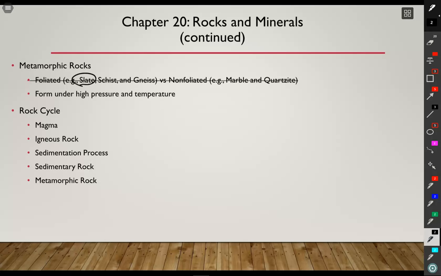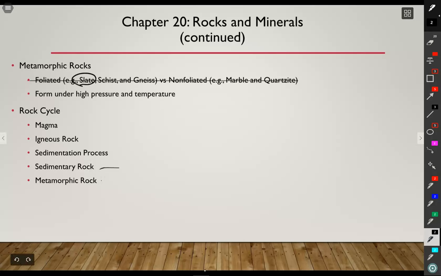And the rock cycle. You have molten rock, magma. What's the difference in magma and lava? Where it is. Lava if it's above the ground, magma if it's below the ground. Otherwise it means the same thing. Igneous rocks are when magma freezes. The sedimentation process, we've just gone over that. It has the weathering, the erosion, the deposition, and sedimentation. And then we have the sedimentary rocks.